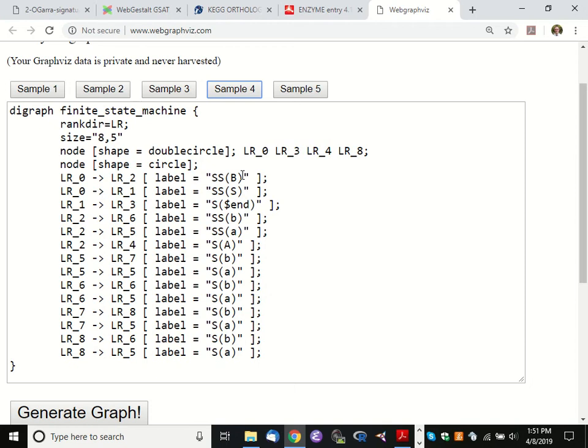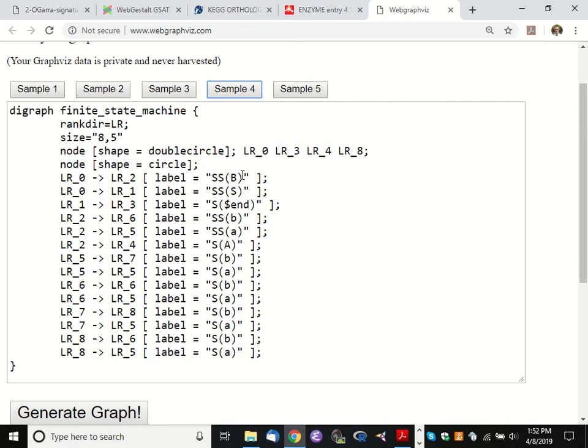Okay, so here we have a rank direction. It's specifying that when things are above others, they should appear to their left. So instead of having a top-bottom graph, a TB graph, it's doing a left-right graph where parents are on the left and children are on the right. Size 8,5 here is just specifying the type of pane on which we're drawing.